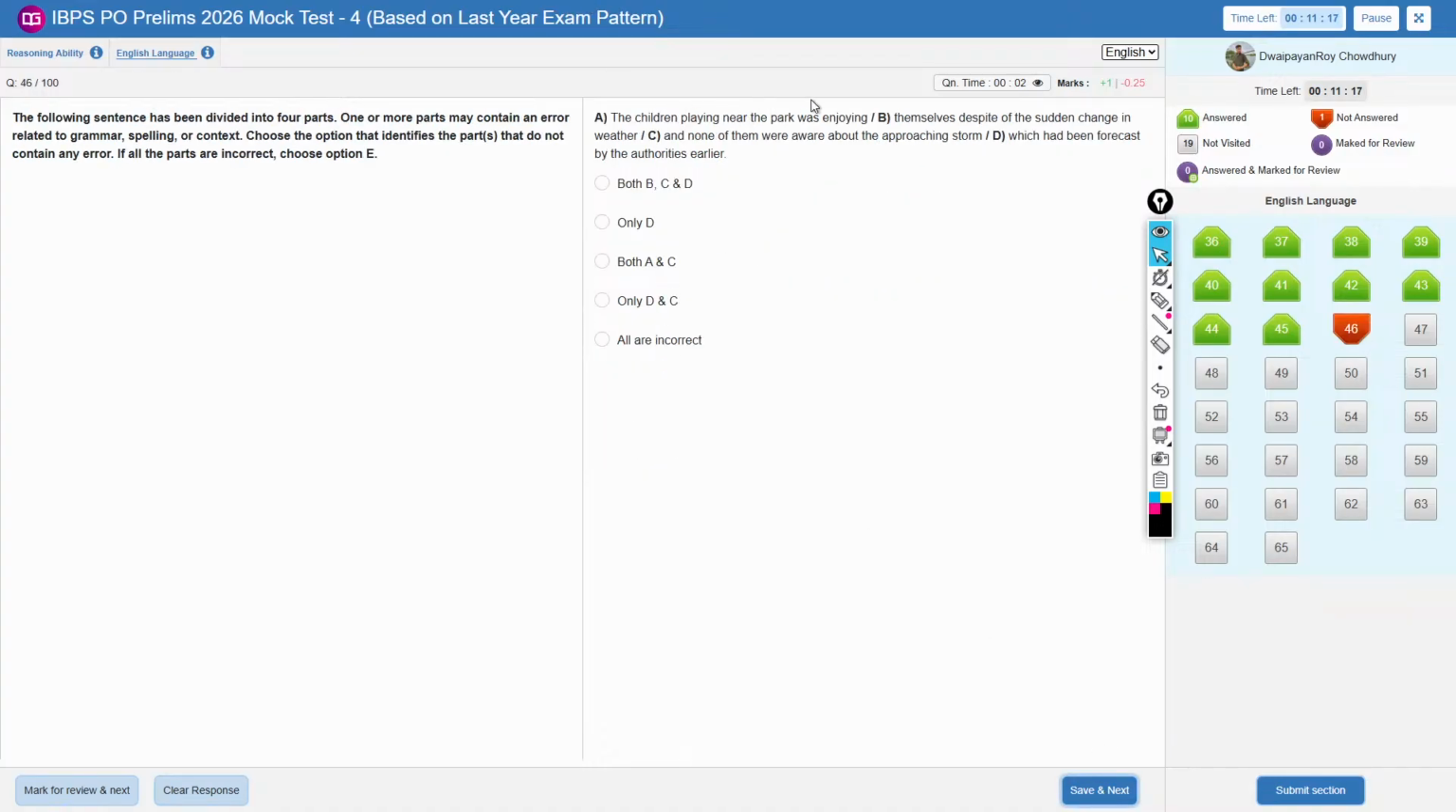The children playing near the park were enjoying themselves despite the weather. So C, B, C. So D will definitely be okay. That was A. So A and B, then all parts will have error, and none of them was which had been forecast by the authorities. Okay, so ABC is not an option.